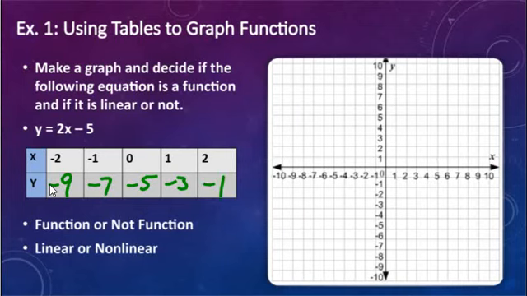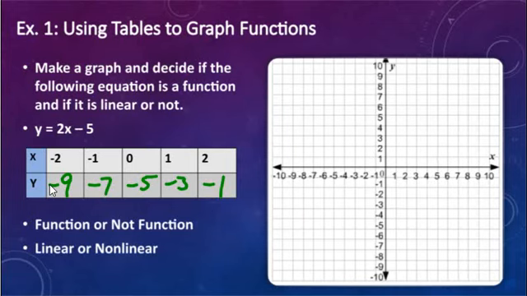Now if I come to my graph and plot them, negative 2 and negative 9, so I go to negative 2, down to negative 9, that would be here. Negative 1 and negative 7 would be here. 0 and negative 5 would be here. Actually, these are a little bit off. So negative 2 and negative 9.